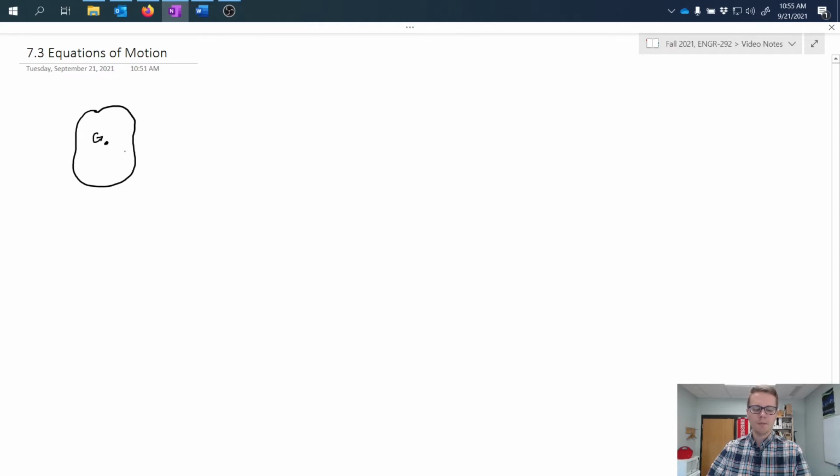labeled G, we can say that this rigid body is possibly moving or translating with some acceleration of G, and we can also have rotation around that position with angular acceleration alpha. Now, the forces or loads that are causing this can be varied, right?